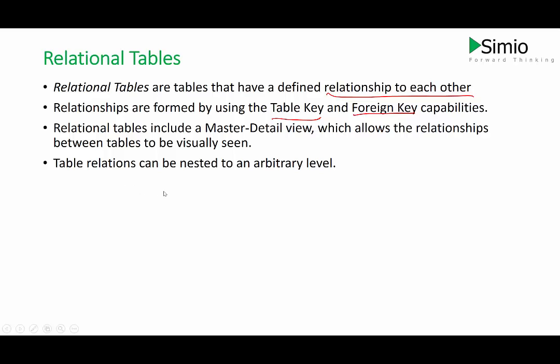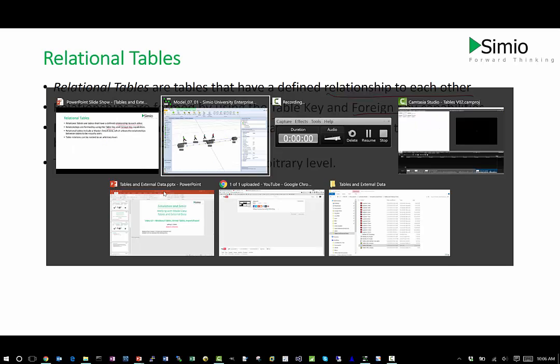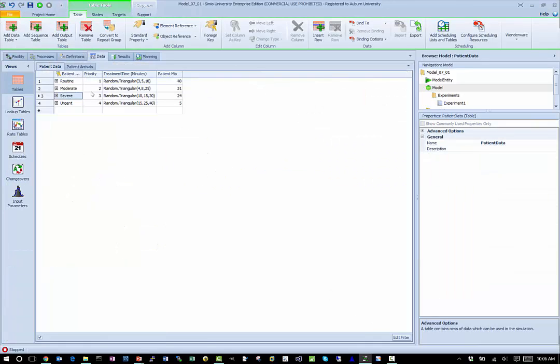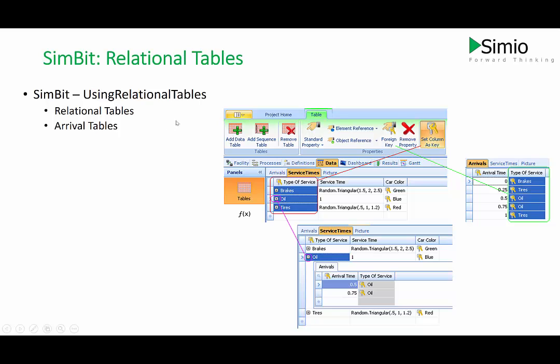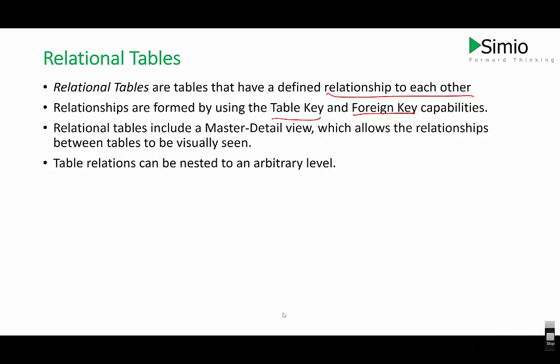Also note that table relations can be nested to an arbitrary level. So while our current model only has 2 tables with a single relationship, many models have multiple tables with multiple relationship values. In fact, one of the SimBits that you should definitely have a look at, let me skip that for now, is the Using Relational Tables SimBit, which has 3 different tables with a somewhat more complex relationship than the one that we just demonstrated. We're not going to go over that video or that SimBit in this video, but it's definitely worth your time to just make sure that you understand this idea of relational tables. It's a very important concept.